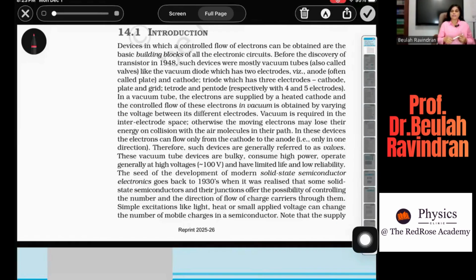Then application of that junction diode, that is the diode as a rectifier. Okay. So full wave rectifier and half wave rectifier. These are all we are going to see.